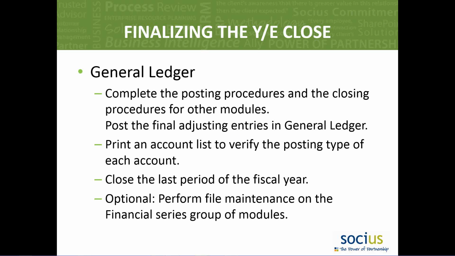So the year-end closing process, in summary, is completing the posting procedures and closing procedures for all the other modules that we talked about. So we went down through sales order processing, purchase order processing, inventory, receivables, payables, fixed assets, analytical accounting, payroll, and make sure all of those are done. Post the final adjusting entries in the general ledger. Print an account list to verify the posting type of each account. Close the last period of the fiscal year. And then, optionally, you can perform file maintenance on the financial series of modules.